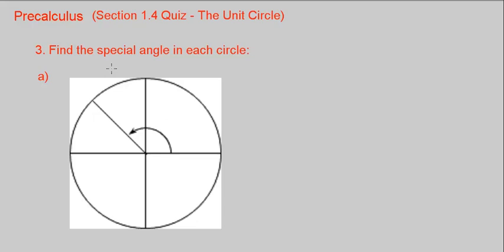This is the Precalculus section 1.4 quiz on the unit circle, number 3. We're asked to find the special angle in each circle. So part A, we're given this angle here, okay?